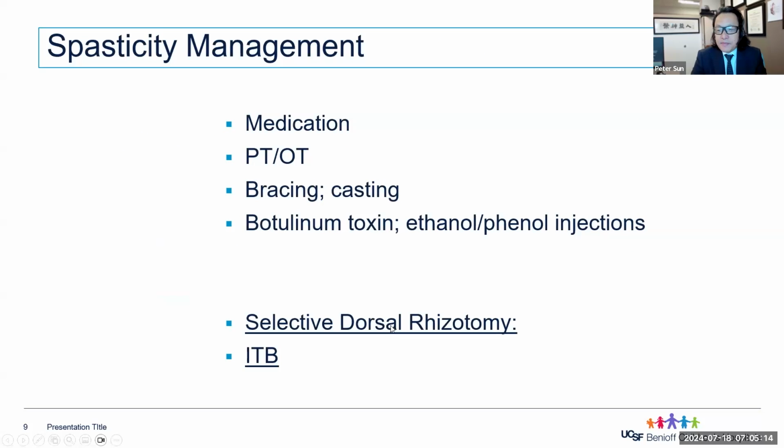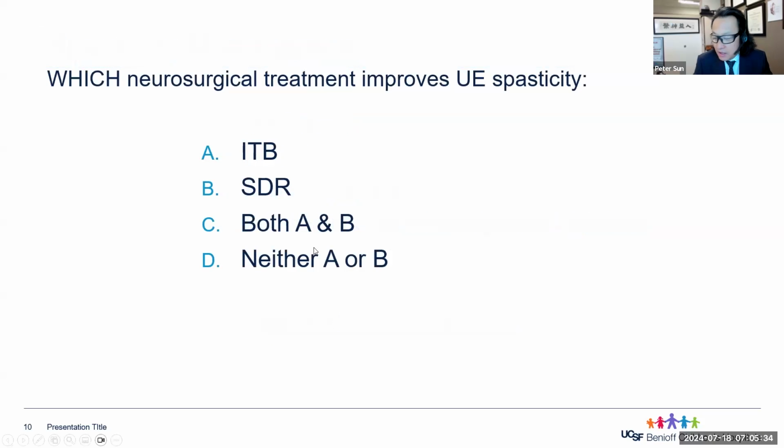So, of course, spasticity management comes in many forms. And we have medication, PT/OT, bracing, casting, Botox, and other injections. Today, as neurosurgery grand rounds or community rounds, we're going to focus on selective dorsal rhizotomy and intrathecal baclofen pump therapy.